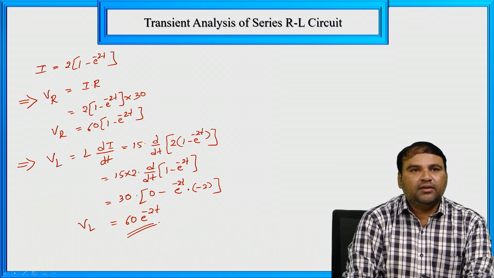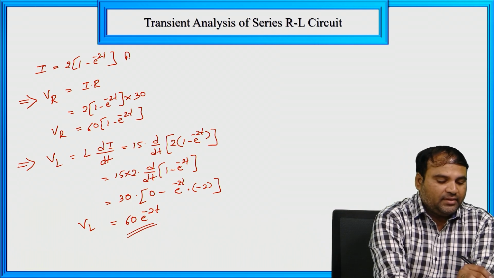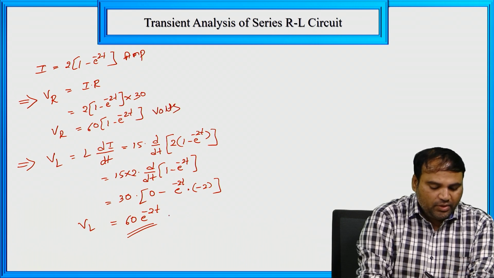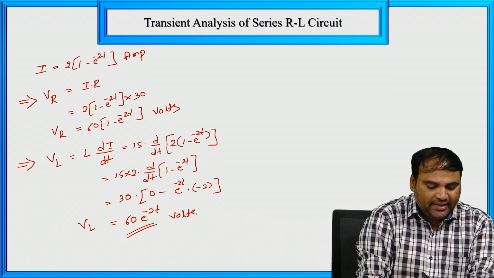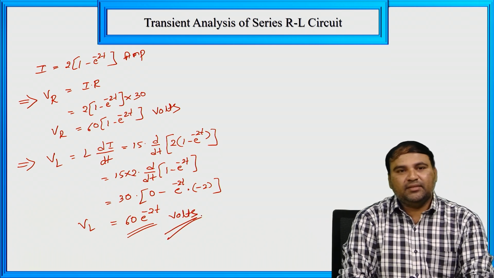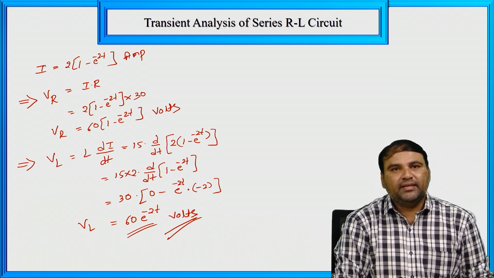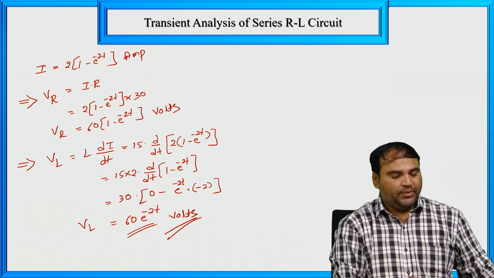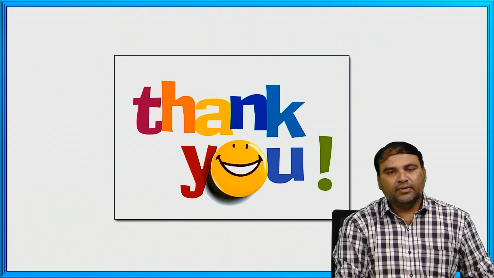Here is the total current equation and voltage drop across the resistor and voltage drop across the inductor. Here is the calculation problem on the transient analysis of series RL circuit. So thank you one and all.